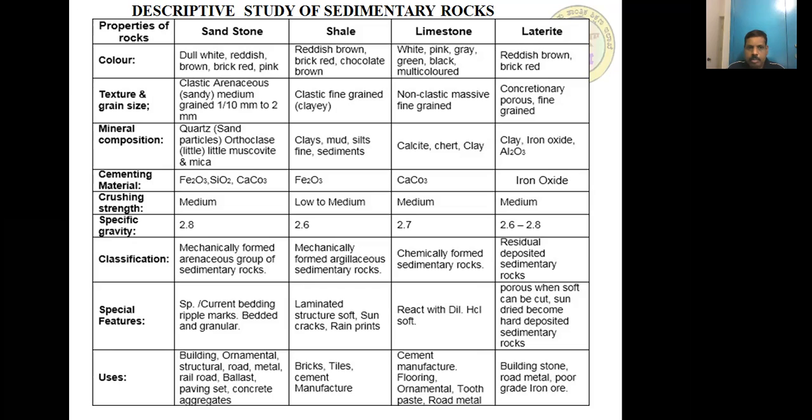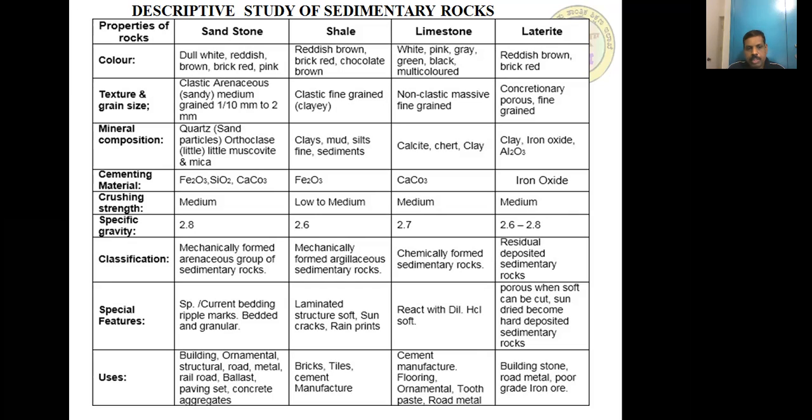Cementing material is Fe2O3, SiO2 and CaCO3, that is ferruginous material, siliceous material or calcareous material. Depending upon the cementing material, we can see the color of the sandstone. Crushing strength: it shows medium crushing strength and the specific gravity is 2.8. Classification: sandstone is a mechanically formed arenaceous sedimentary rock.